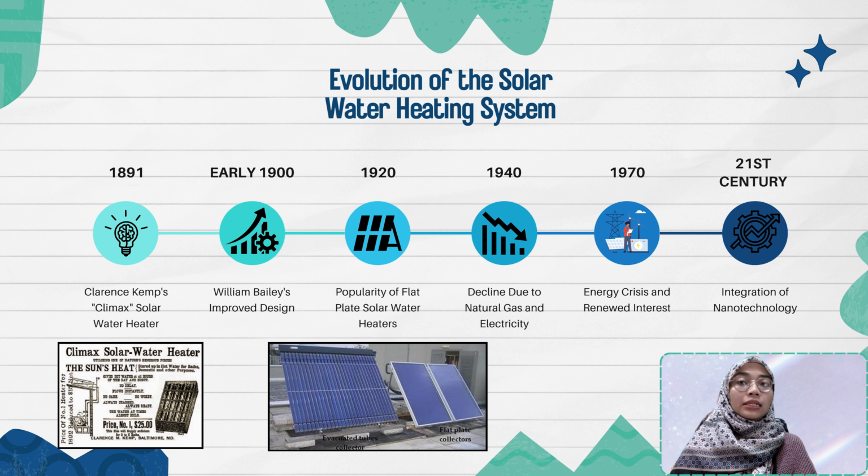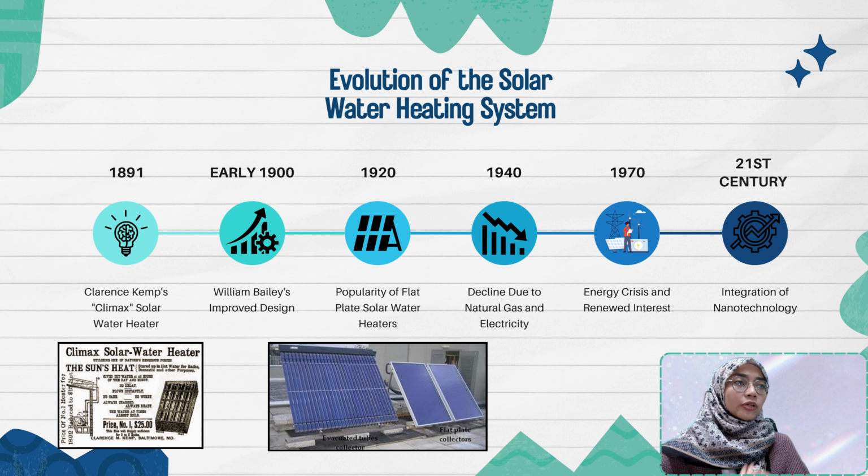However, the 1930s and 1940s saw a decline in the use of solar water heaters due to the widespread availability of natural gas and electricity, which offered a more convenient and reliable alternative for heating water. But then, the energy crisis of the 1970s reignited interest in solar energy, leading to significant advancements in solar water heating technology.